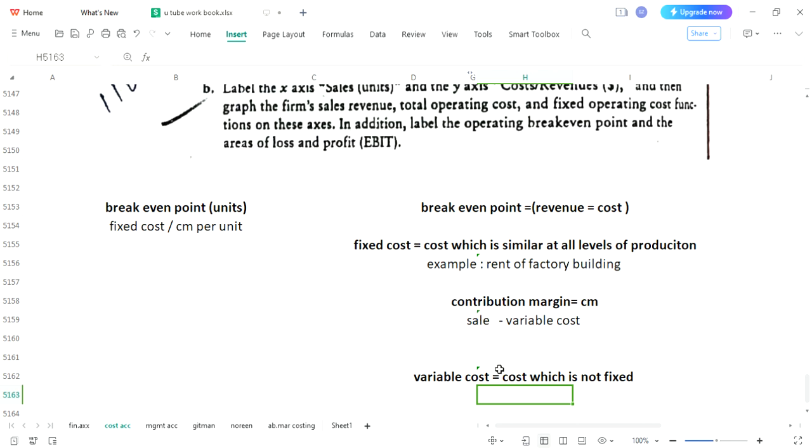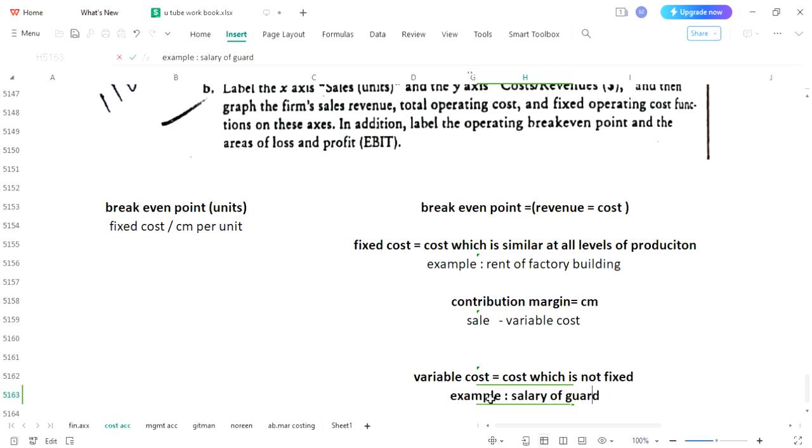If you increase your level of production, variable cost will increase. If you decrease your level of production, variable cost would decrease. With an example, it would be a little easier for us to discuss further. And examples of fixed cost may be the electricity bill or the salary of a guard.